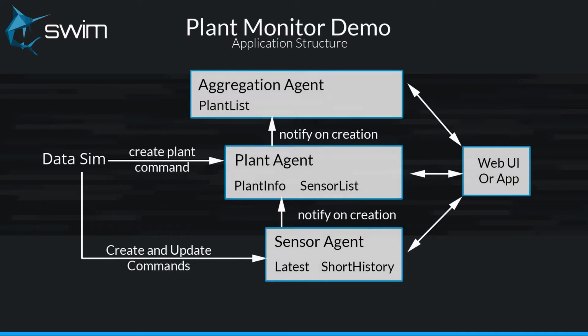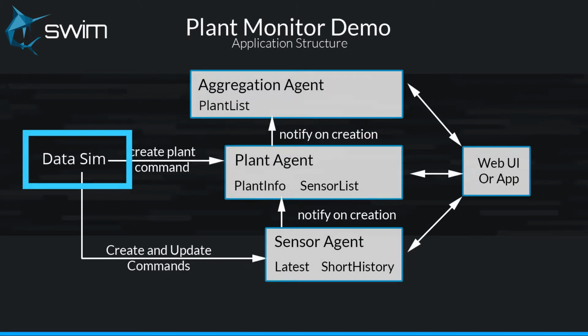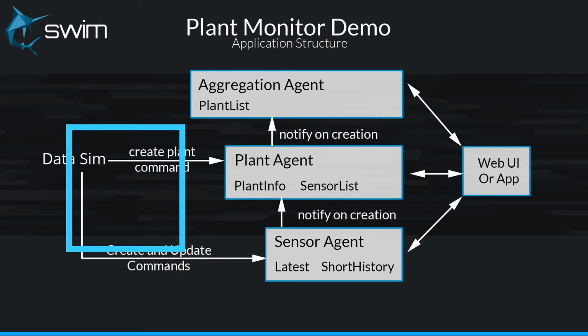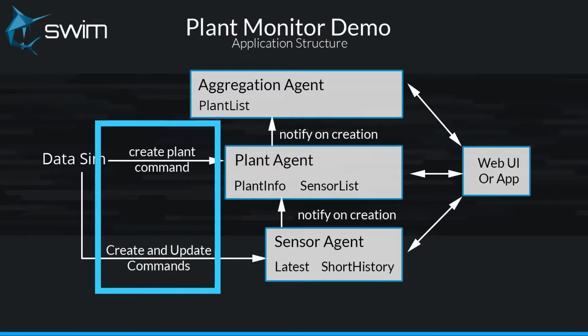Now let's get familiar with the high-level structure of the application. In this diagram, we are feeding in data from a data simulator that's running inside of a second web page. We will review how that simulator works, as well as other ways to get data into Swim later on in this video. The data simulator uses a Swim client to send commands to our Swim application in order to update the web agent with new data.